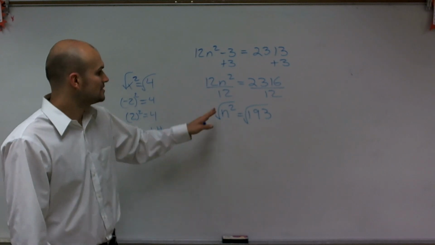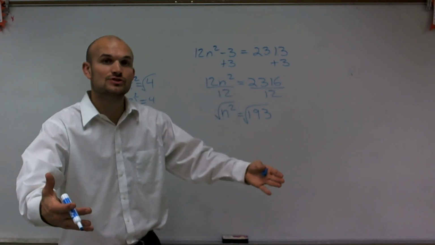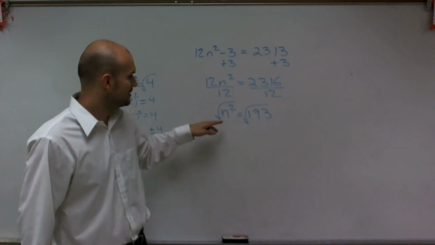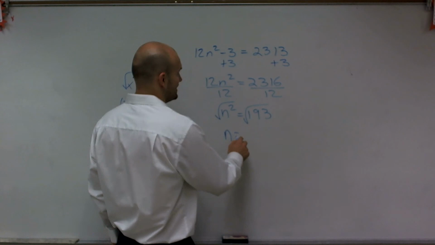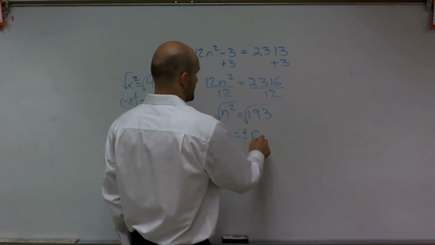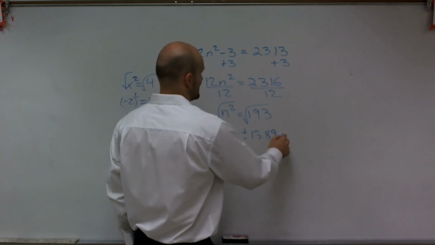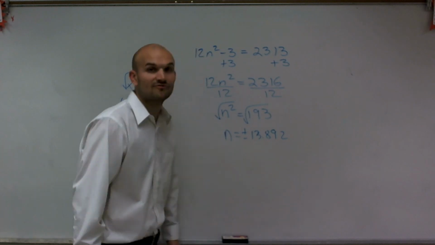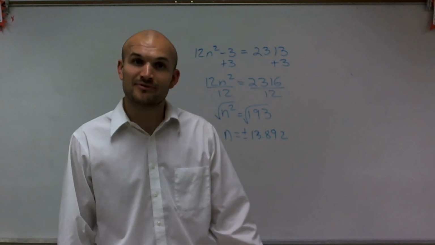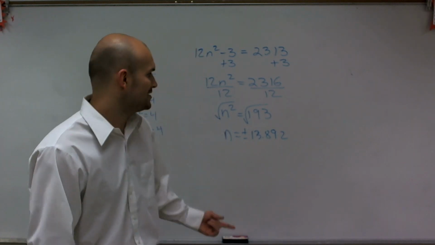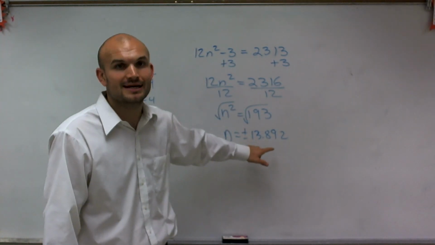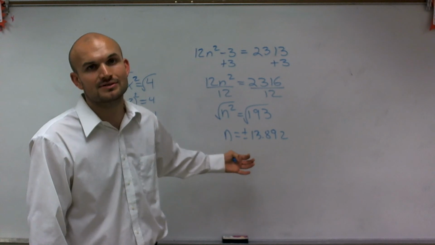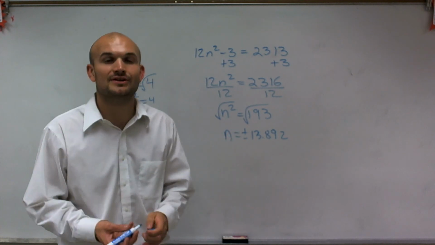So therefore, when I introduce the square root into a problem, I am going to take n equals plus or minus 13.892. Now I'm not a savant. I did go ahead and check my answer before I made this video. But you will want to use your square root function in your calculator to get 13.892. And just remember, it's so important to have your positive and your negative value.